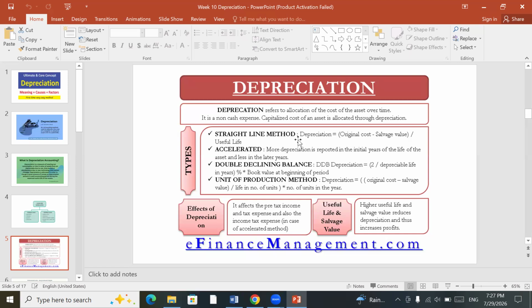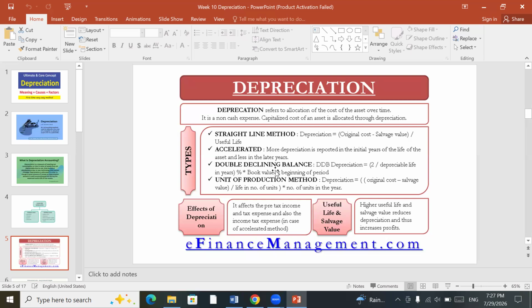So you have to subtract the salvage value from the original price. Only in one method can you not consider the salvage value, but in all other methods you have to consider it: original cost minus salvage value. Only one method does not consider this system. This is the straight line method depreciation.